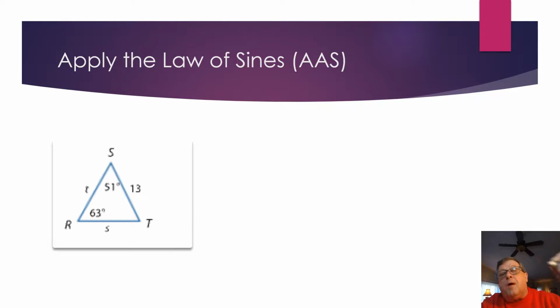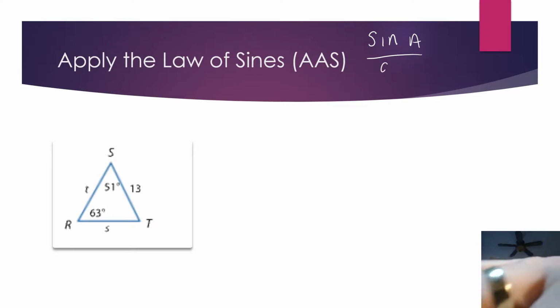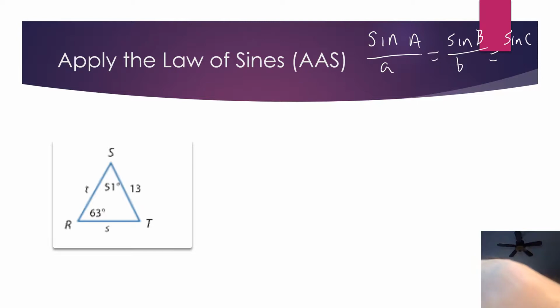But let's first think about what the law of sines is. It sets up ratios, proportions. So the sine of angle A over side A equals the sine of angle B over side B, which is also going to equal the sine of angle C over side C. So we've got proportionality between the angles and the sides.